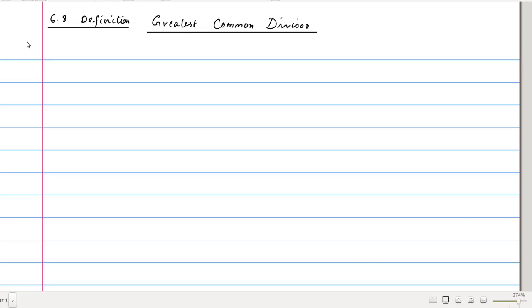Hi, today we discuss section 6.8 onwards. This is a definition. This is another way of defining greatest common divisor. In our textbook, the GCD of two positive numbers is defined as the generator of some cyclic group.